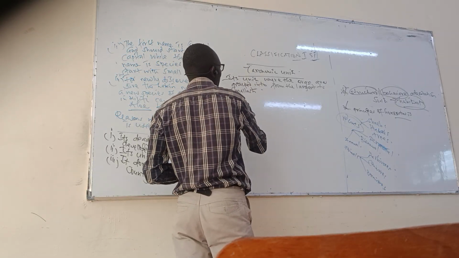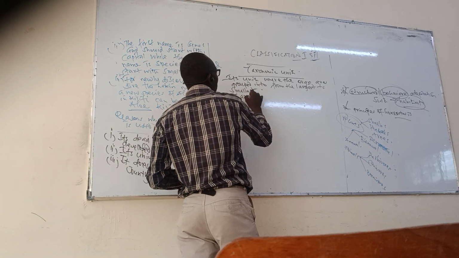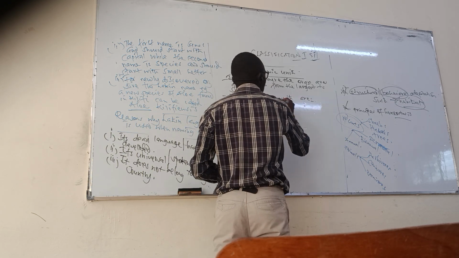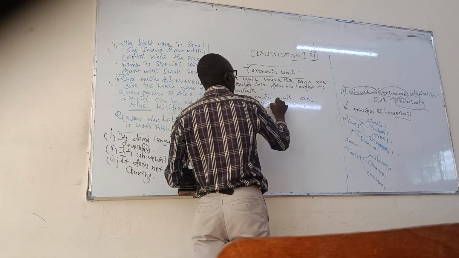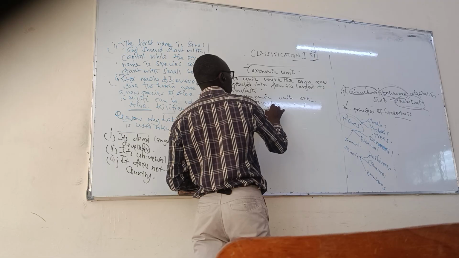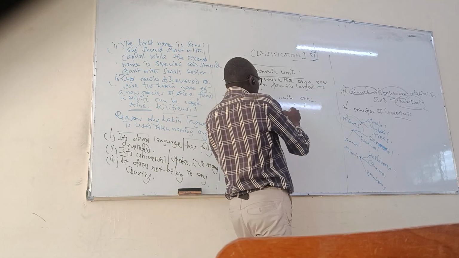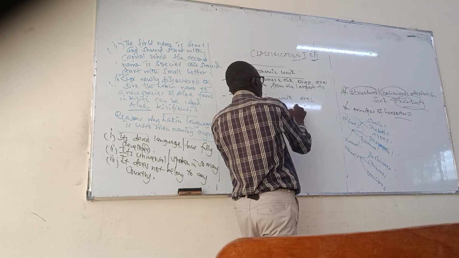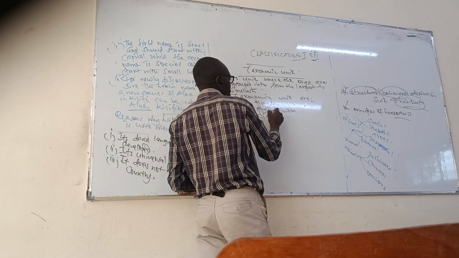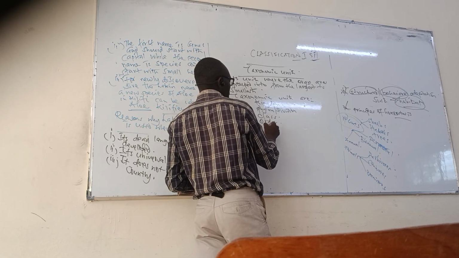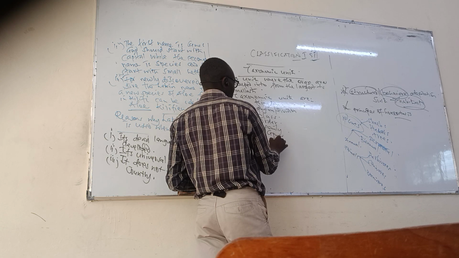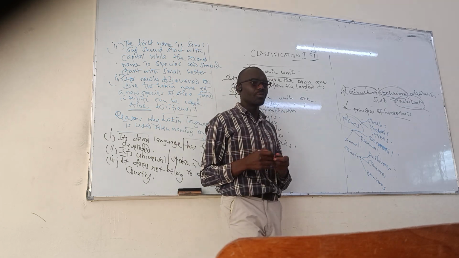These are the taxonomic units. We have kingdom. After kingdom, we have the phylum. Phylum is for the animals. For the plants, we have division. Division is for the plants. After that, class, order, family, genus, and lastly, the species.